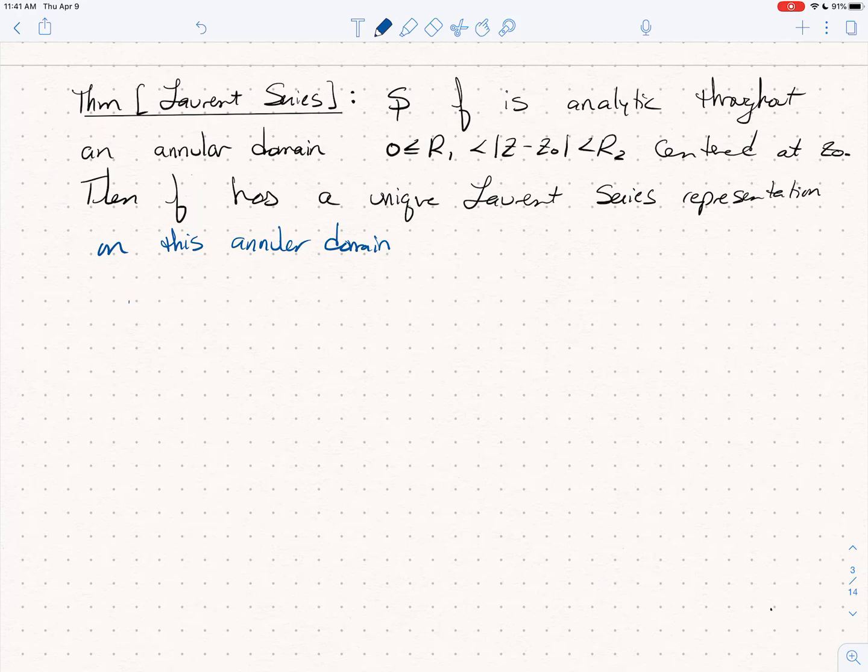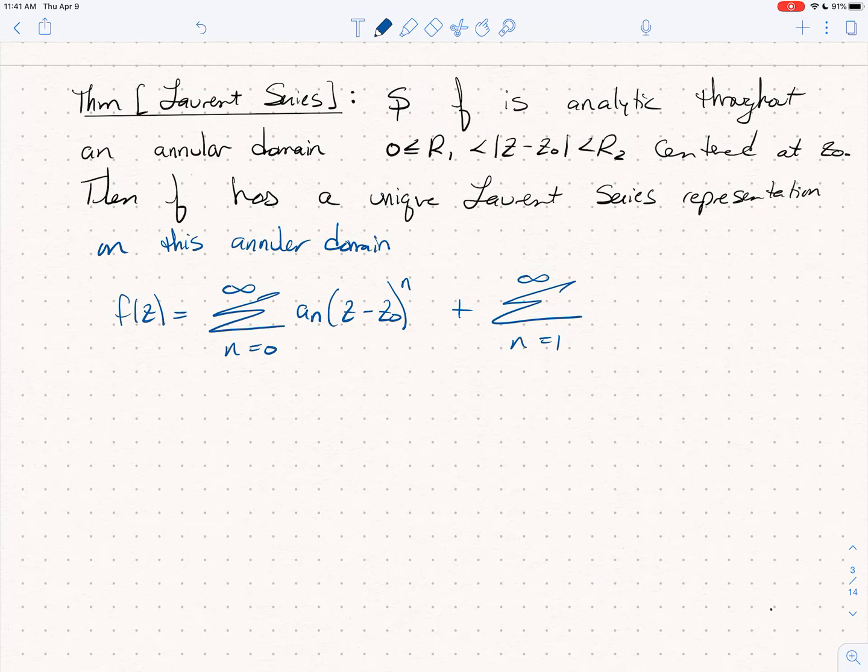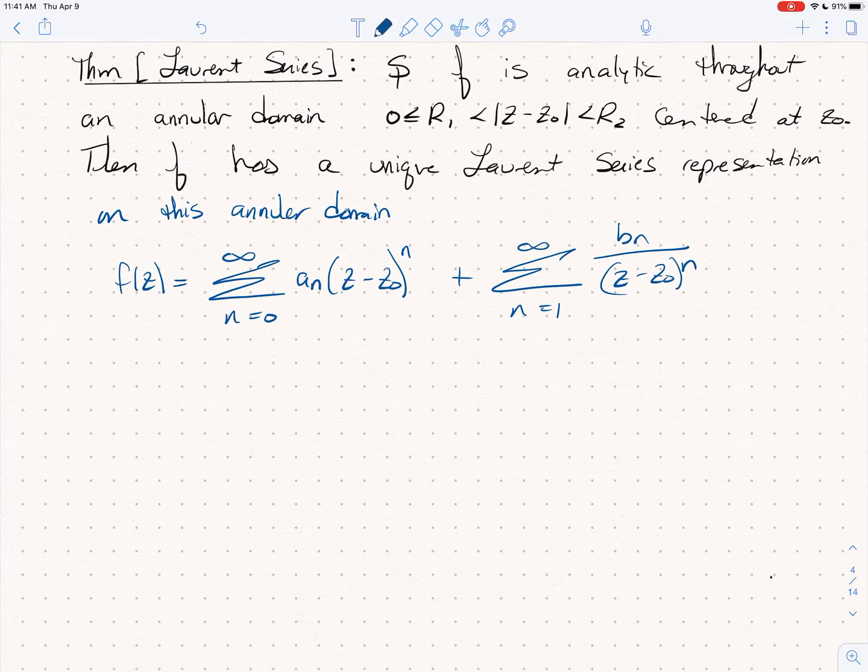And here it is. So it's f of z equals the sum, n equals 0 to infinity, of a sub n, (z minus z naught) to the n. That's the positive powers part. See, n is going from 0 to infinity, positive powers of n. Then you have the other part. We'll start this one at 1. n goes from 1 to infinity of b sub n over (z minus z naught) to the n. Here's the negative powers part. So I have a unique Laurent series representation on my annular domain, and it looks like that.